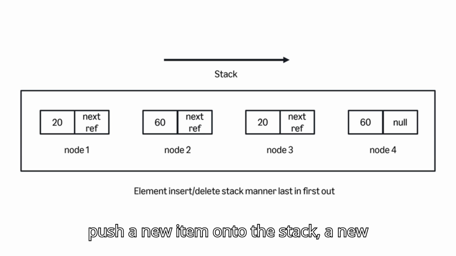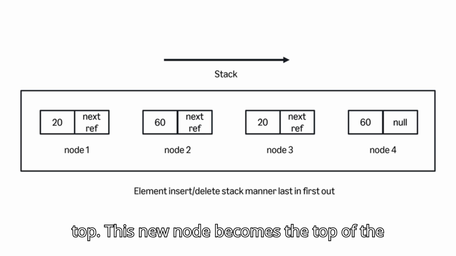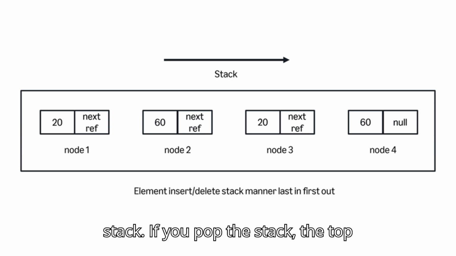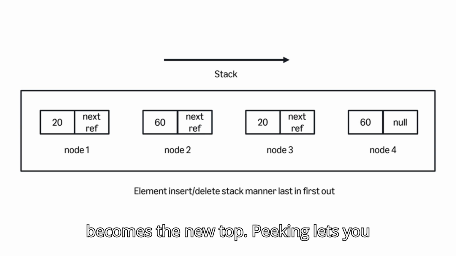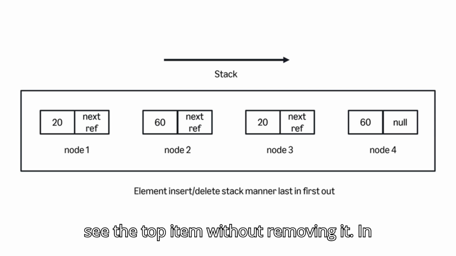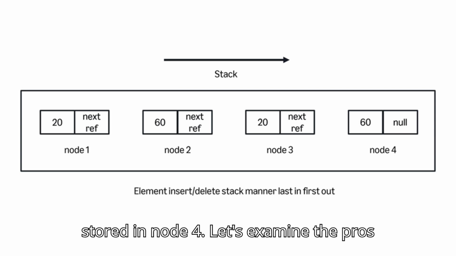When you push a new item onto the stack, a new node is created and linked to the current top. This new node becomes the top of the stack. If you pop the stack, the top node is removed and the next node in line becomes the new top. Peeking lets you see the top item without removing it. In this setup, peeking would show what's stored in node 4.